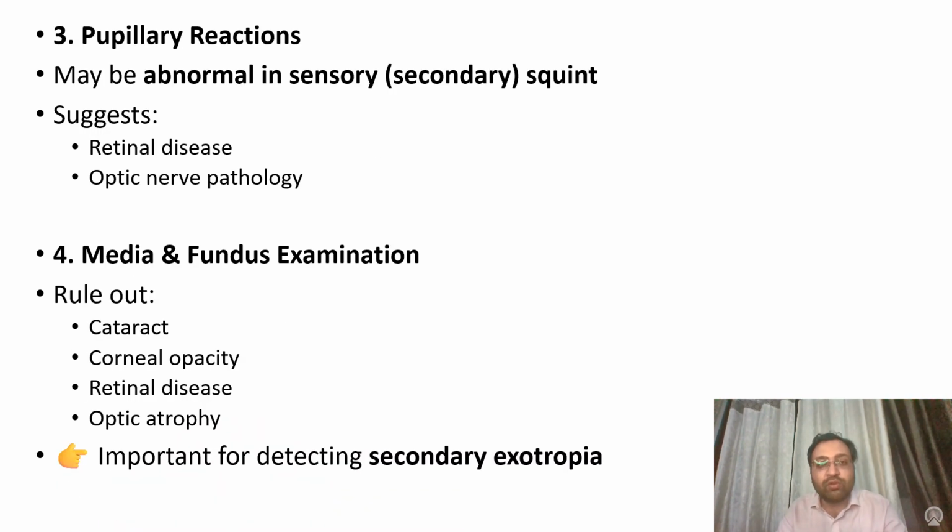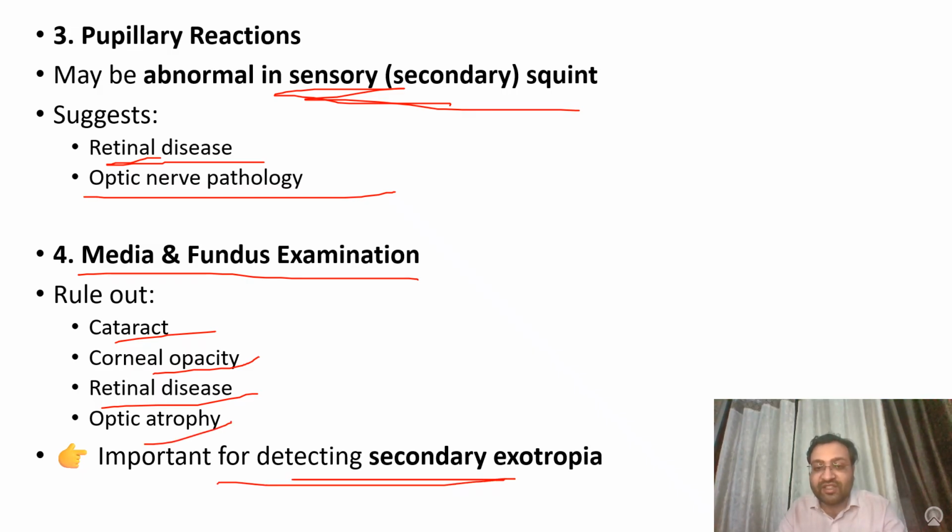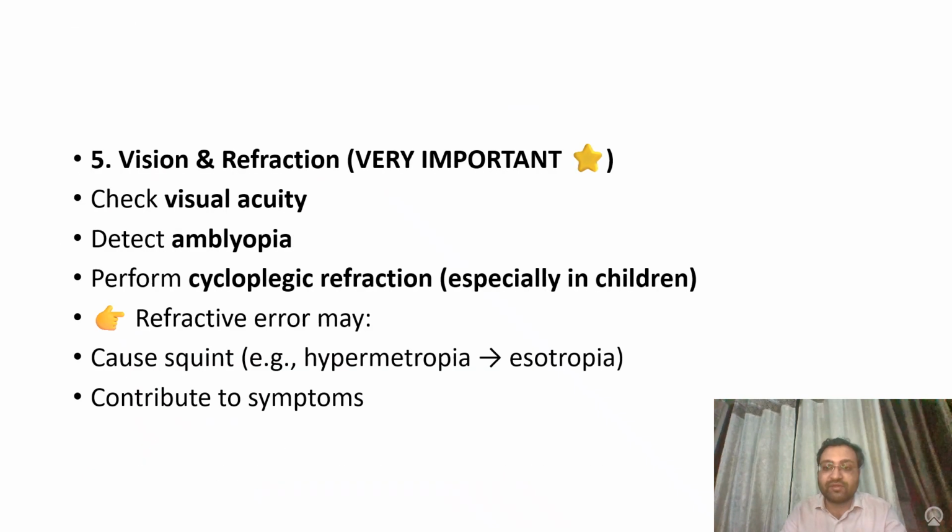Then we need to look at the pupillary reactions, which may be abnormal in a sensory squint, which might suggest it is a retinal disease or an optic nerve pathology. Otherwise, usually pupil reactions are normal. Then we have to check the media and the fundus examination to rule out cataract, corneal opacity, any retinal disease or optic atrophy. So these are important for detecting secondary exotropias.